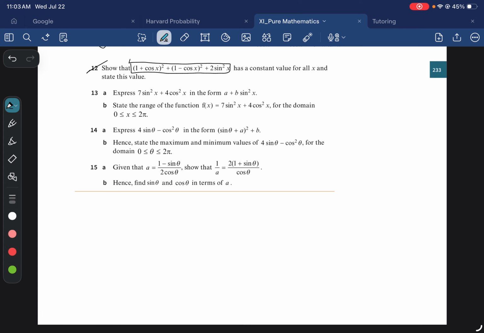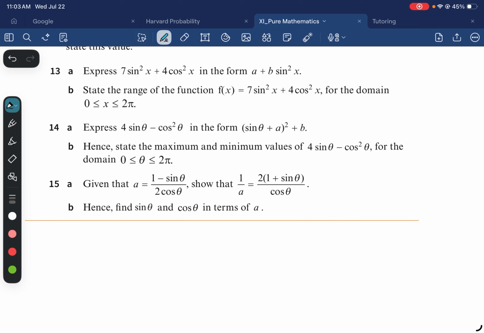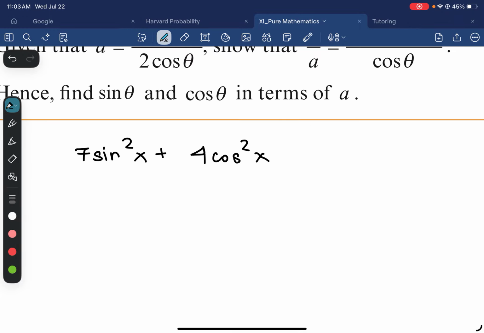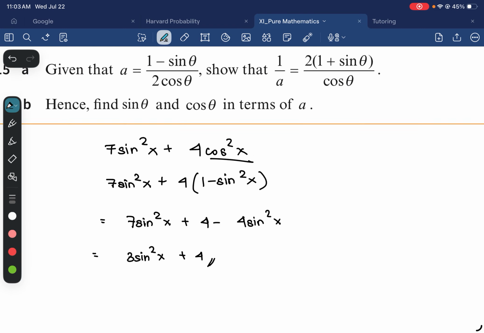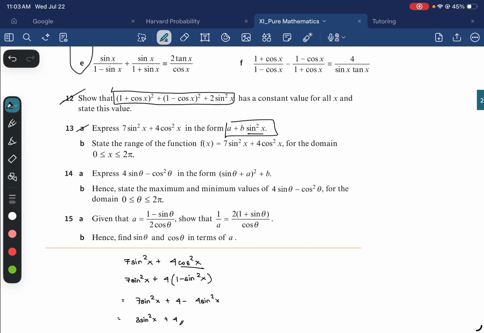Question 13. Express 7 sine squared x plus 4 cos squared x in this form, basically in terms of sine squared x. And that is fairly simple. All you have to do is write cos squared x as 1 minus sine squared x. And that is it. Now, if you just simplify, you are going to get 3 sine squared x, 7 minus 4 is 3, plus 4. And that is what they want: 4 plus 3 sine squared x. And you're done for A.